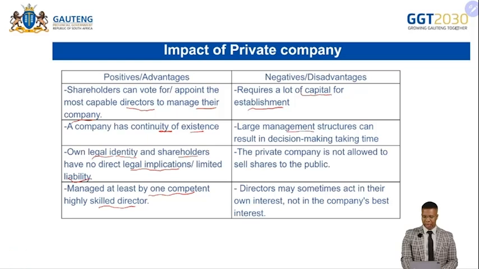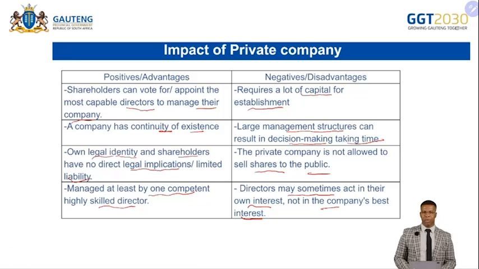And then large management structures can result in decision making taking time. And then the private company is not allowed to sell shares to the public. That is a disadvantage because it limits the amount of capital that can be raised by that particular company. And then directors may sometimes act in their own interest and not in the company's best interest.